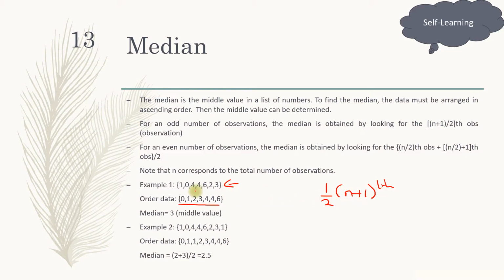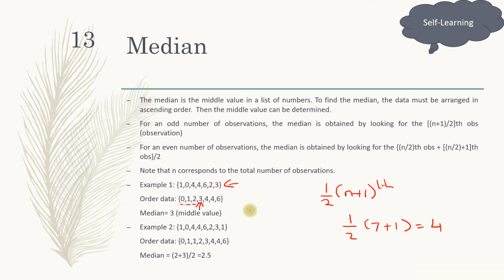How many values have you got? 1, 2, 3, 4, 5, 6, 7 values. So (7 plus 1)/2 means 4. So you need to look for the fourth value. 1, 2, 3, and the fourth value is here. That is 3. The fourth value is 3. So if the fourth value is 3, it means that 3 is going to divide your data into two equal parts. Half of the data will lie before it and half of the data will lie after it. So this is how you find the median.